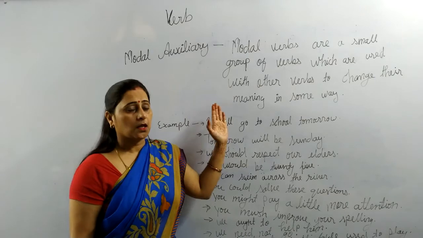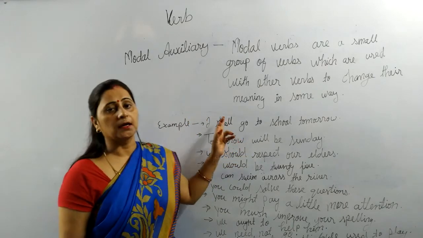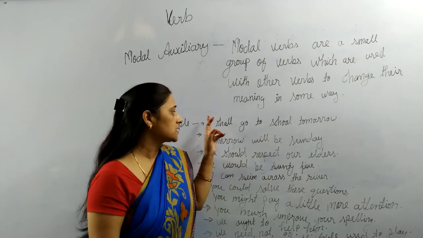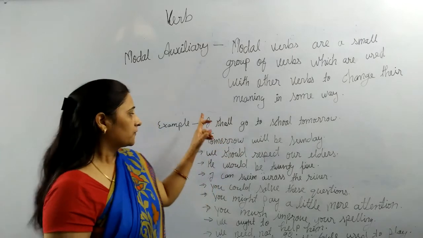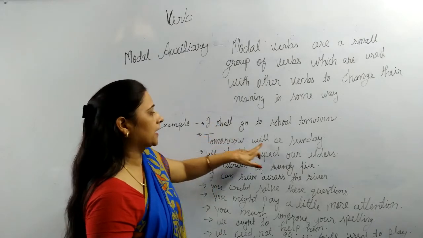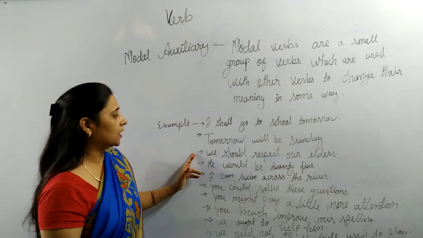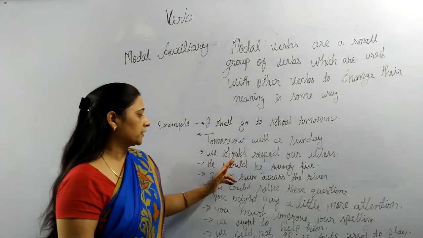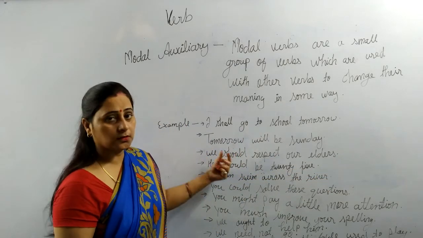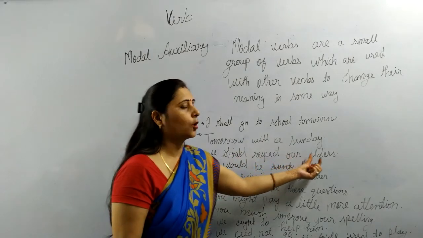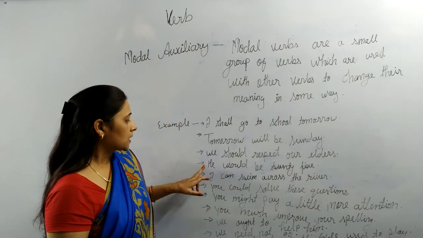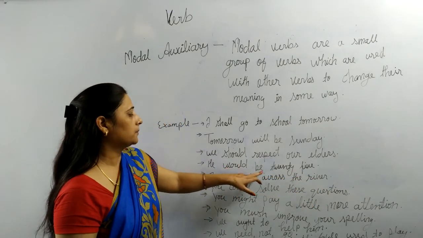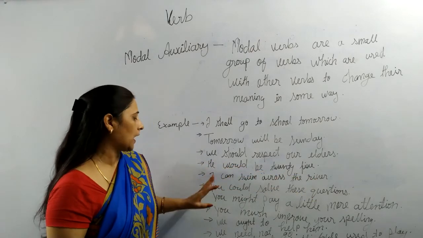As we use will and shall here, they are the helping verbs of the simple future tense. While studying the future tense, we used shall and will as helping verbs. Now here we are using them as modal verbs. We should respect our parents. Here the modal should has been used with the verb respect. And he would be 25. Here we have used the modal would.